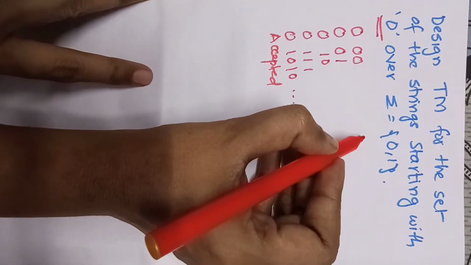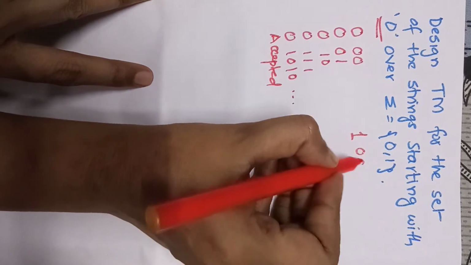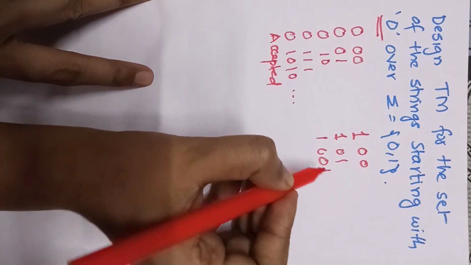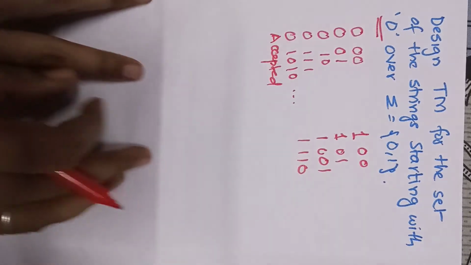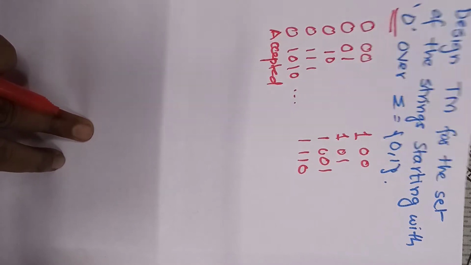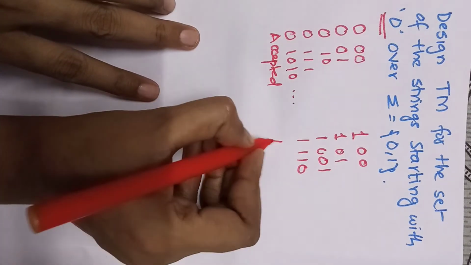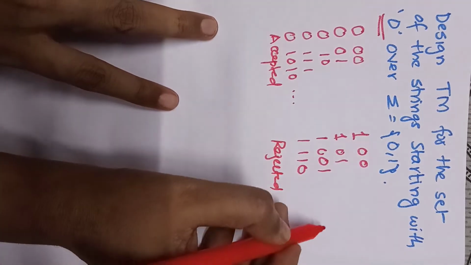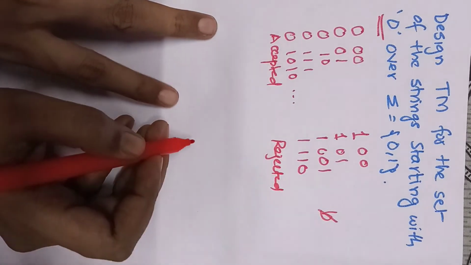What are the rejected strings? Starting with 1 only, followed by any combination. So these are some of the rejected strings. Okay, so in the case of Turing machine, we have to consider all the accepted strings, all the rejected strings, plus we have to consider one more symbol which is called a blank symbol.